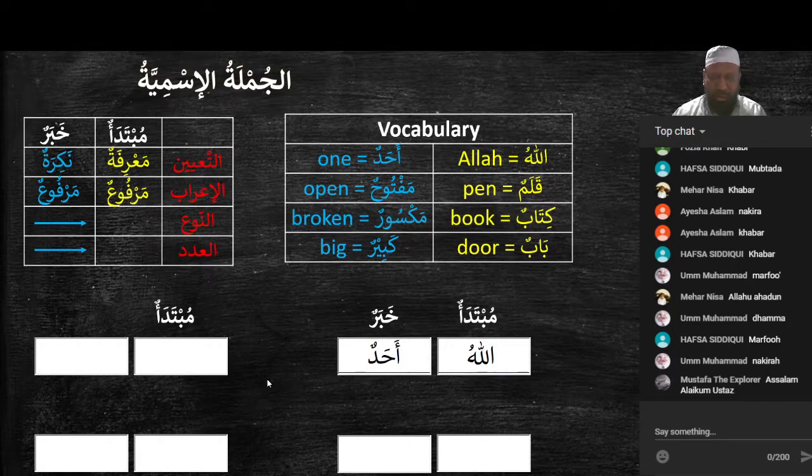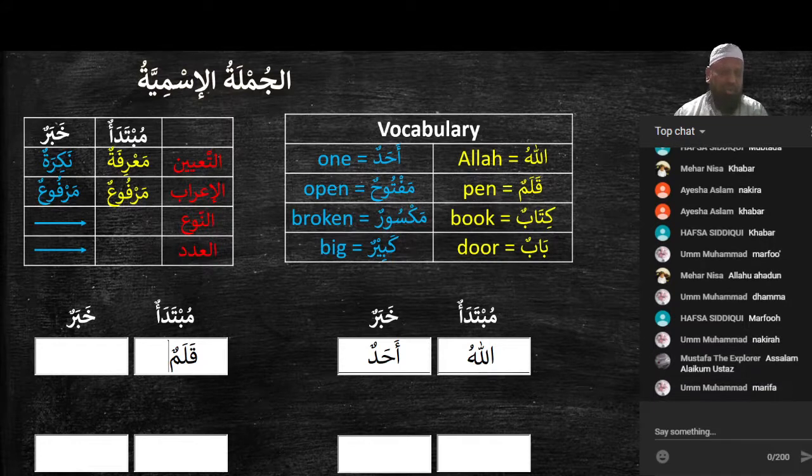Let's make another sentence. Now again, we need a mubtada, we need a khabar. So let's use the second word, qalamun. Put qalamun here. Qalamun. Apply the rule of jumla ismiya. The rule of mubtada is, first we look at ta'yin. In terms of ta'yin, mubtada is ma'rifa. So how do we make nakira ism into ma'rifa?